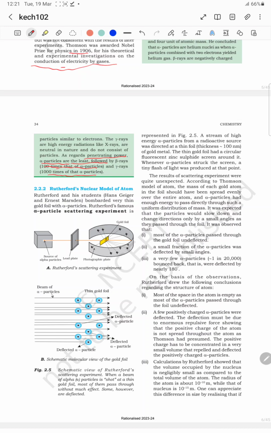Rutherford's nuclear model of atom. Rutherford and his students Hans Geiger and Ernest Marsden bombarded very thin gold foil with alpha particles. Rutherford's famous alpha particle scattering experiment is represented in figure 2.5. So this is the experiment. This is the beam of alpha particles, and this whole thing is the gold foil. So in between there will be an arrangement of atoms.